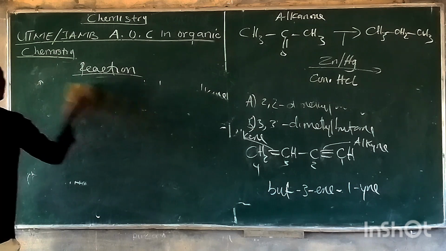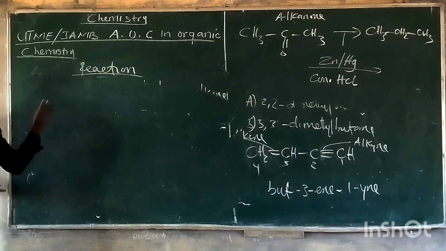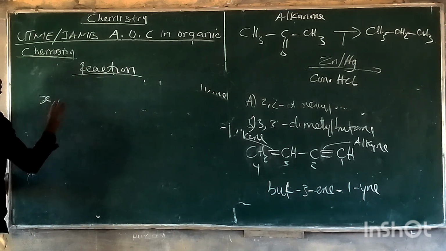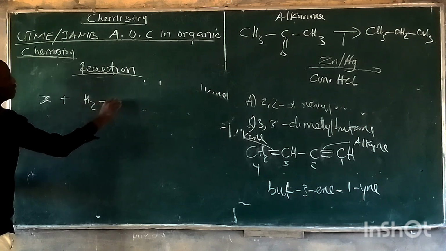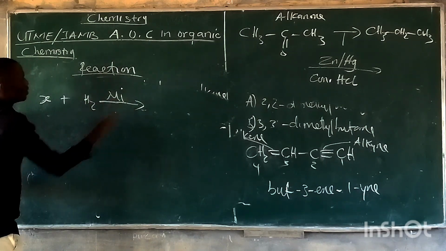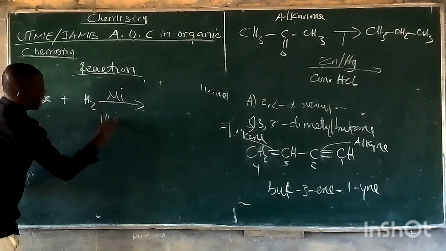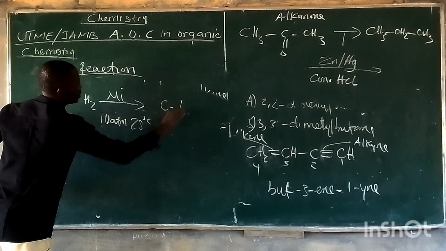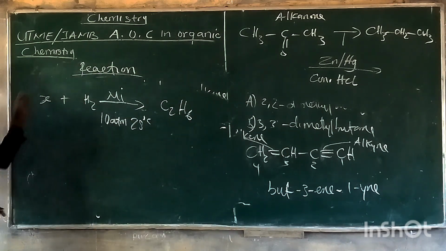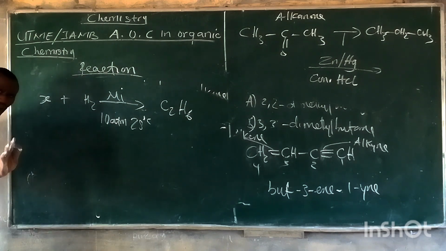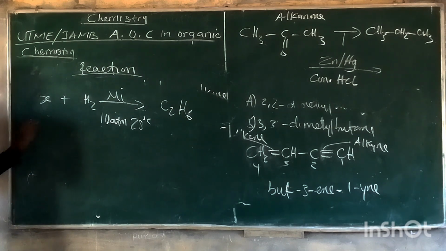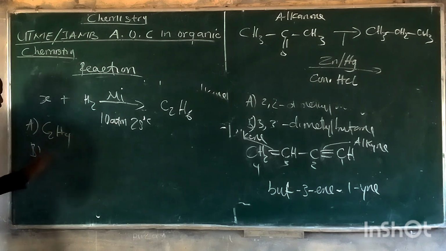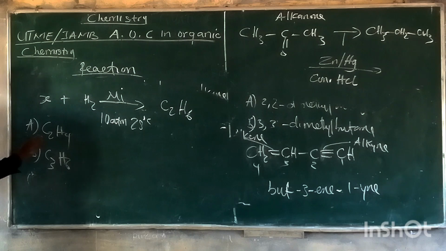From the questions of JAMB again, let's say they give you X plus H2, with nickel, 10 atm, and 25 degrees Celsius, giving you C2H6, and they say you should supply X. So you see where the question will come from. It says supply X. Now, what is X? They will say C2H4, C3H6, and whatever.